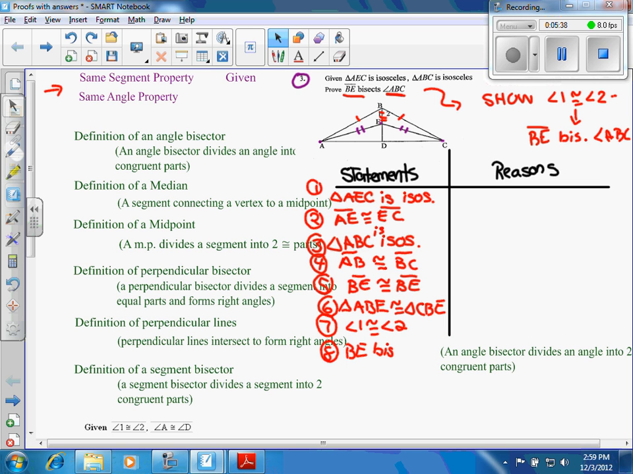Right down here. So BE bisects, the segment bisects the angle ABC. Okay, so let's talk about reasons. But before we do that, questions?